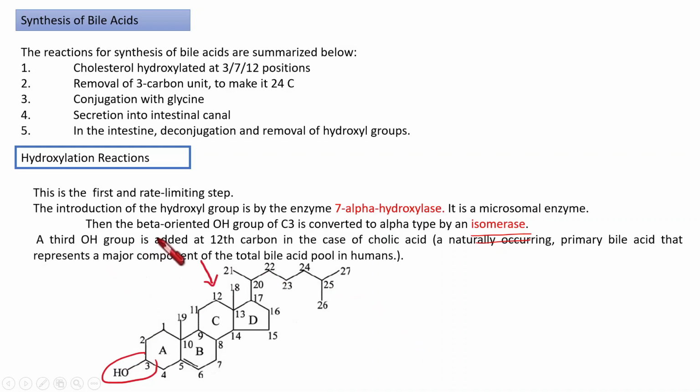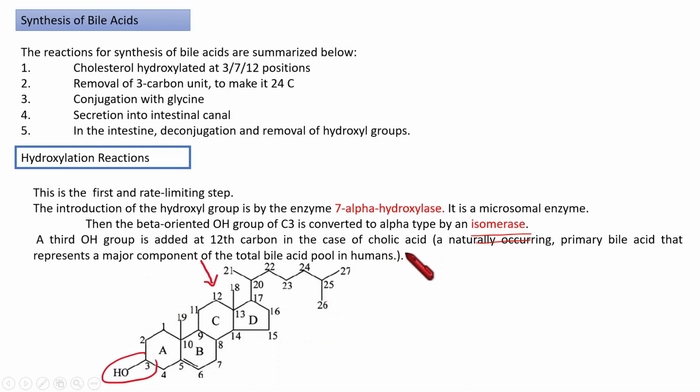Next, a third OH group is added at the 12th carbon here. In the case of cholic acid, which is the main bile acid, a third OH group is added at the 12th position.